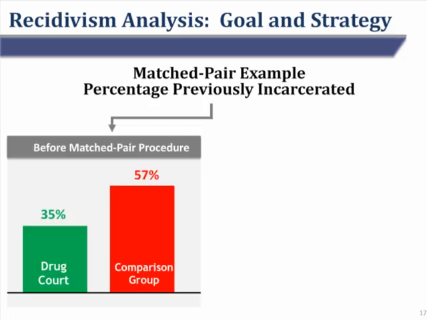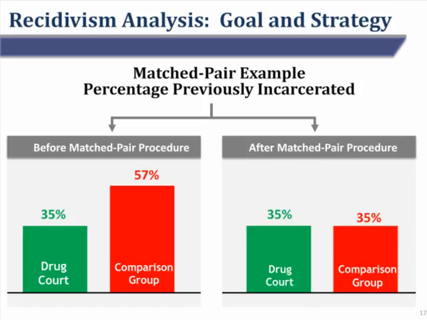Here's an example of what the matched pair approach accomplished. Initially, in the data we collected, 35% of drug court participants and 57% of the potential comparison group had previously been incarcerated. You can see that difference on your slide. After the matching routine, 35% of drug court participants still had previously been incarcerated, but among the comparison group, there were also 35% of the cases that had been previously incarcerated. This occurred because we matched each drug court participant with a subject from the comparison group who had similar characteristics.